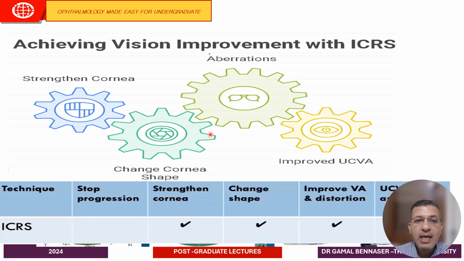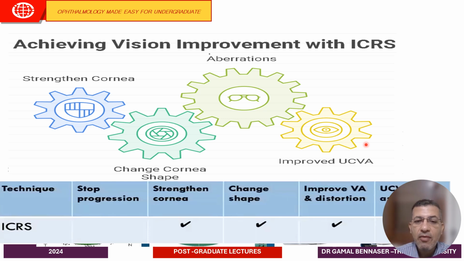So in general, with the use of intracorneal rings, we are strengthening the cornea, changing the shape of the cornea, and dealing with the aberrations of the patients. At the end, we will have improvement in the uncorrected visual acuity. Now you should memorize that intracorneal ring segments are not a refractive procedure, although they have a refractive impact, but it is mainly to improve the strength of the cornea and improve the shape of the cornea.